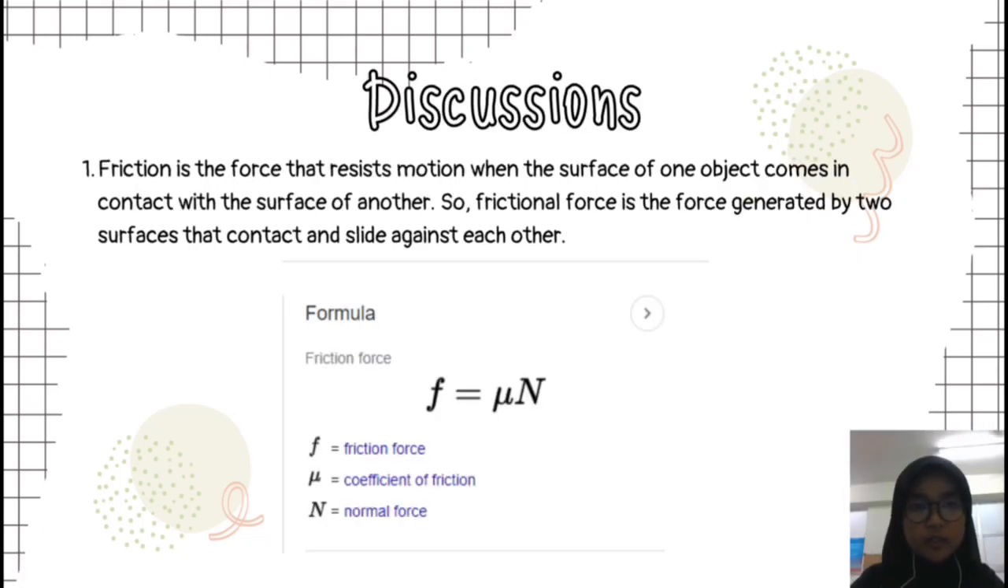Now we will move on to the discussion of these experiments. Friction is the force that resists motion when the surface of an object comes in contact with the surface of another. So, frictional force is the force generated by two surfaces that contact and slide against each other. The formula of friction force is F equals μN, where F is the friction force, μ is the coefficient of friction, and N is the normal force.